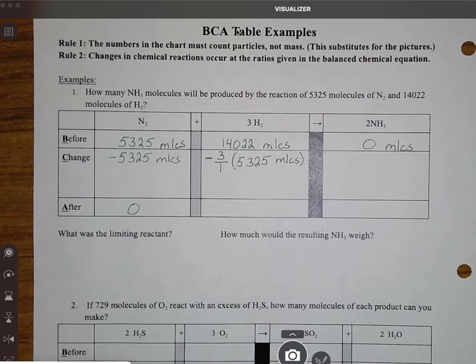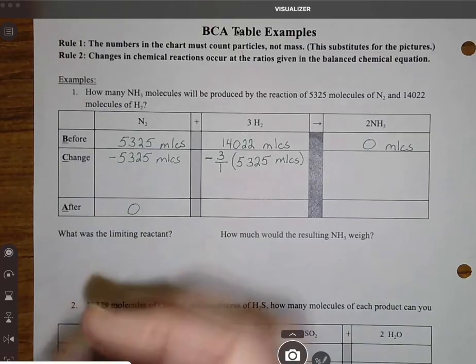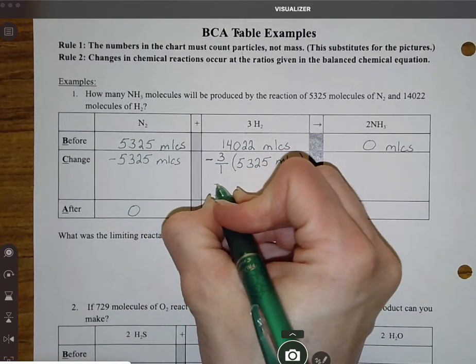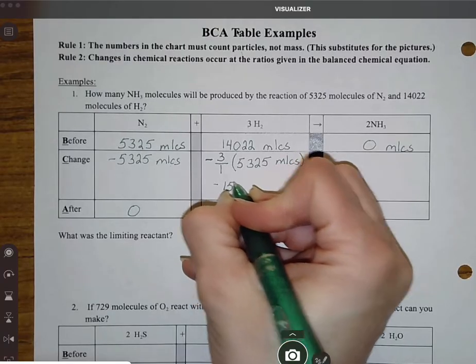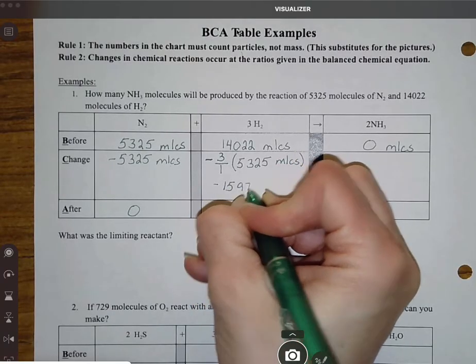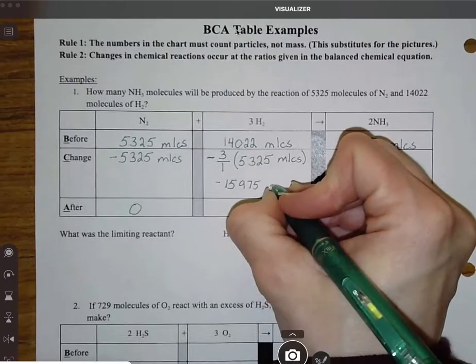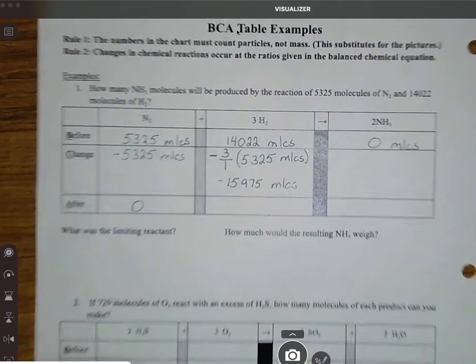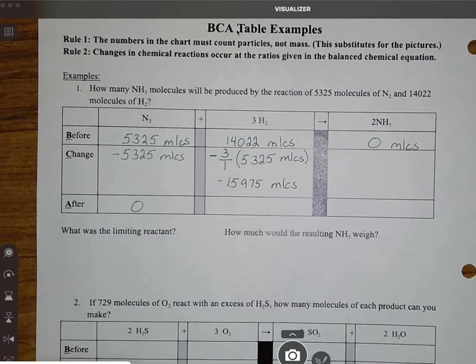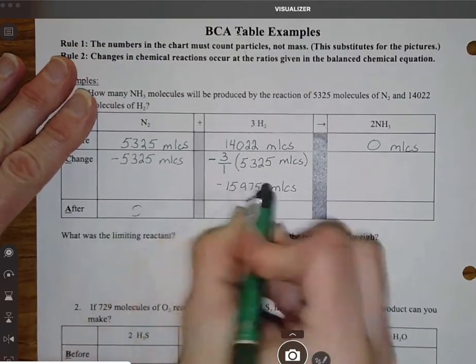5,325 times 3. I'm going to spend 15,975 molecules. Now, am I going to spend 15,975 molecules? Why am I not spending that? You don't have it, and chemistry doesn't run on credit. All right, erase. It didn't work out. So we're not doing that.